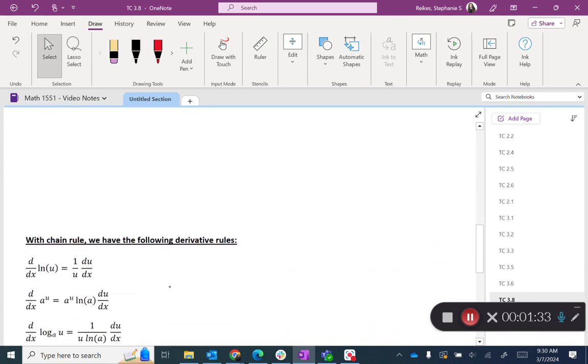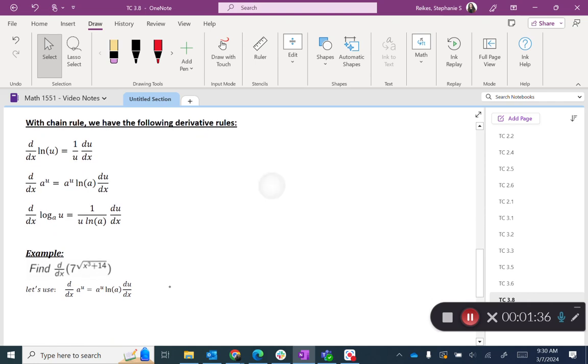This leads us into some new derivative rules, and I have these typed out written with chain rule. So we have the derivative of ln u is going to be 1 over u du dx. The derivative of a to the u is equal to a to the u ln a times du dx. And lastly, the derivative of log base a of u is equal to 1 over u ln a times du dx. All right, so let's take a look at one of these types of problems as an example.